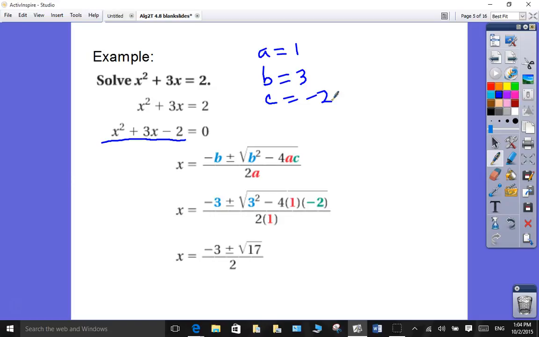At that point, you just plug them in. That's all they've done from this line to this line. They're putting in 3 in the place of b, they put in a 1 in the place of a, and they put a negative 2 in the place of c. And that's simplification. They didn't show it, but 3 squared minus 4 times 1 times negative 2. The negative times a negative makes it a plus. So that's 9 plus 8, 17.